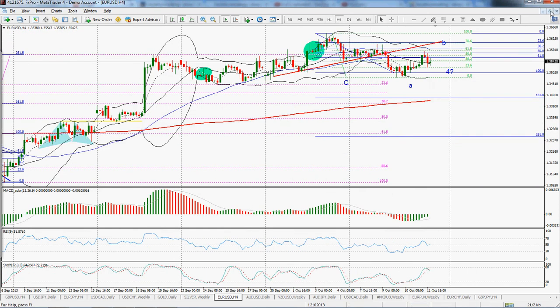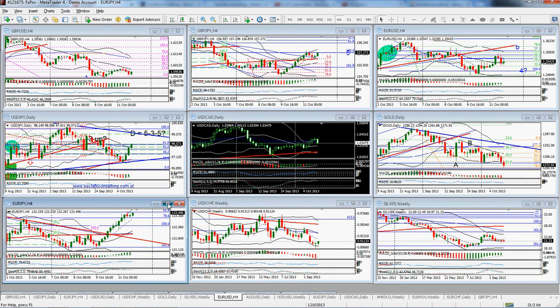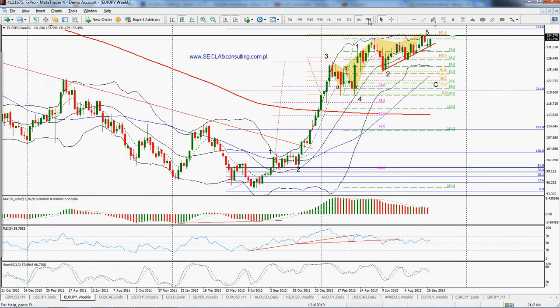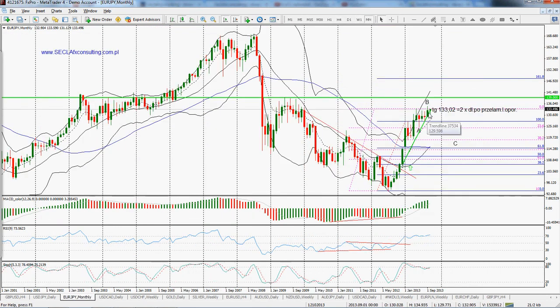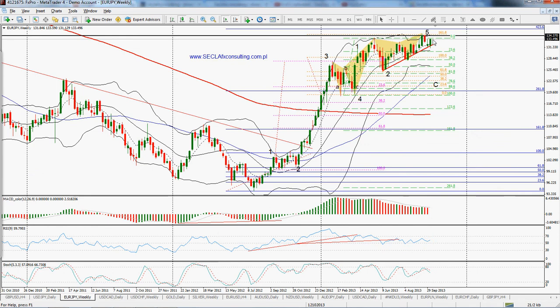Okay, so that was the Euro USD. Euro Japanese Yen monthly: I was talking about last week that we will have some reaction on this monthly chart. As you can see, we had it, and we have a nice green candle on the weekly.